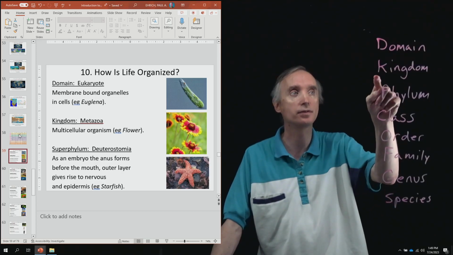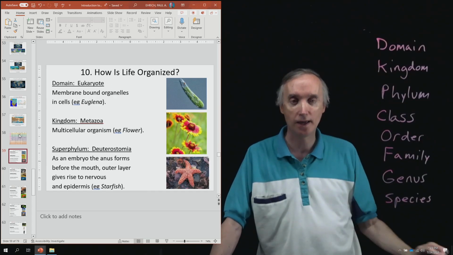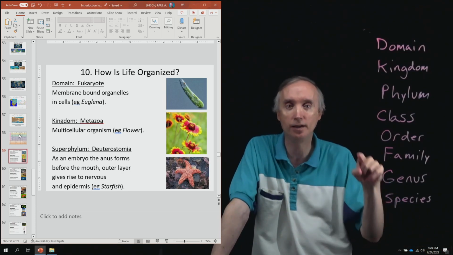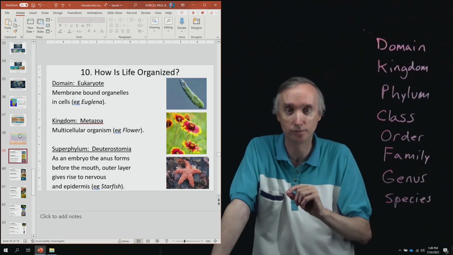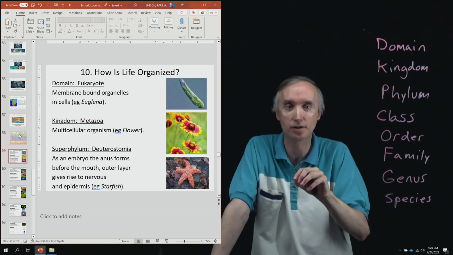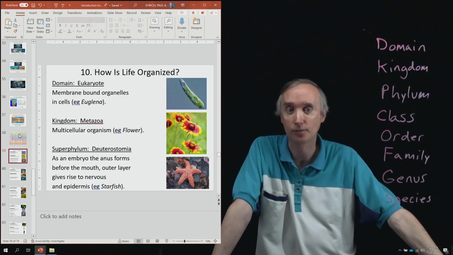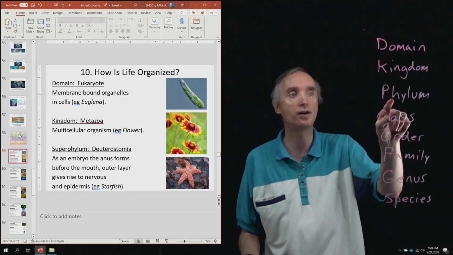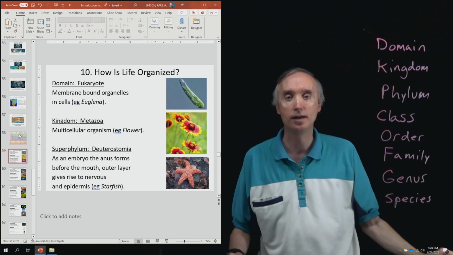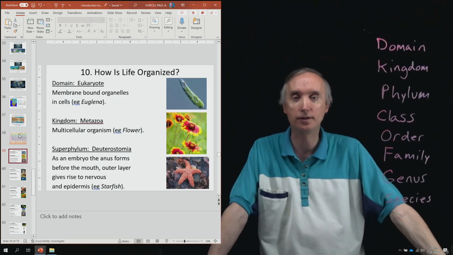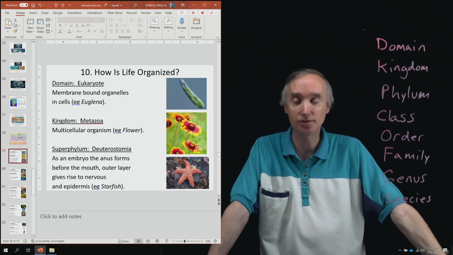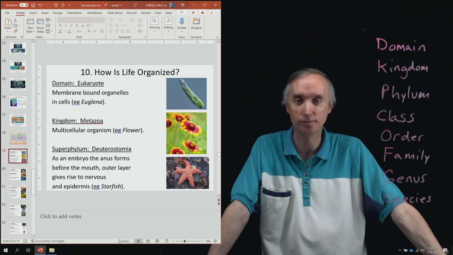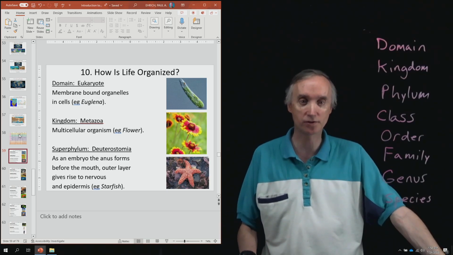Okay, then the next sub-level is called a kingdom, and for this particular organism, it is multicellular. Notice that the euglena up above was a single-celled organism, but this organism is multicellular, like a flower. Then the next one is the superphylum. A superphylum would be above the phylum but underneath the kingdom, and it's Deuterostomia. This means that as an embryo, the anus, or the butt, forms before the mouth, and the outer layer gives rise to the nerves and the epidermis. An example of one of these organisms would be a starfish.